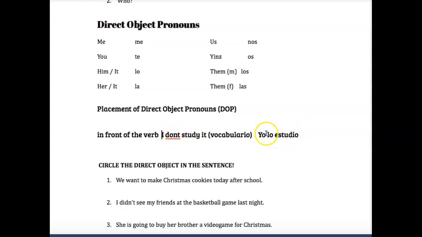Sorry, my Spanish keyboard's on. I still put my no out here, and this comes as close to the front of the verb as possible. So take a good look.